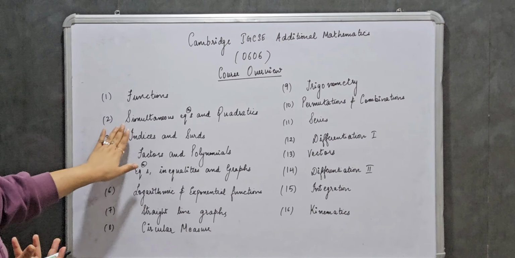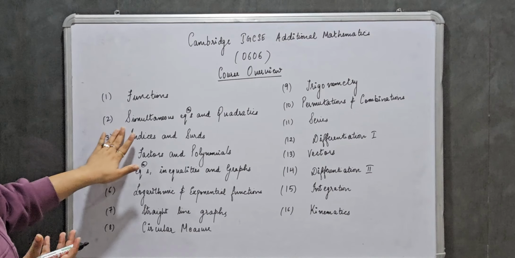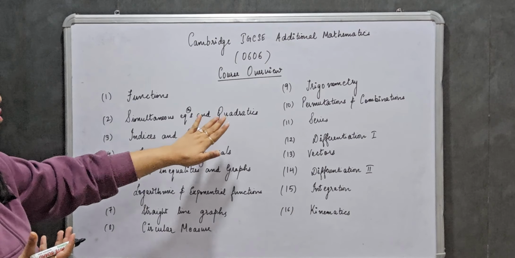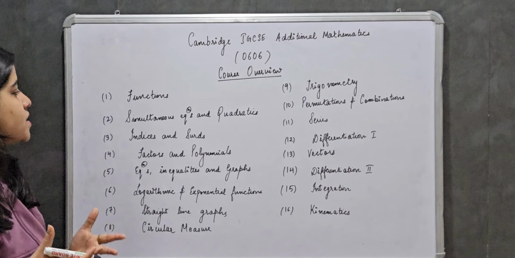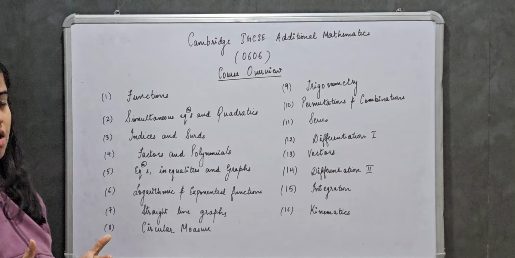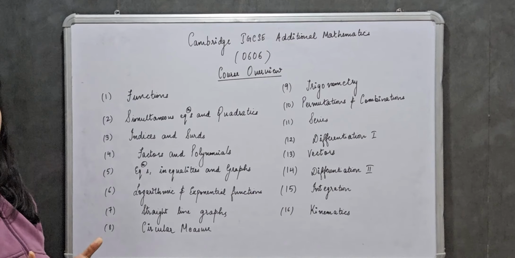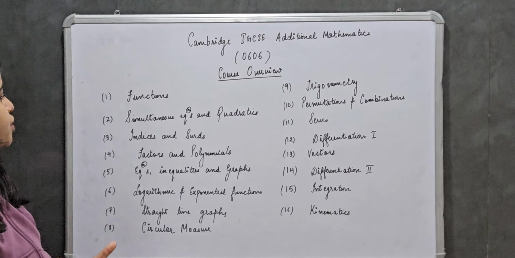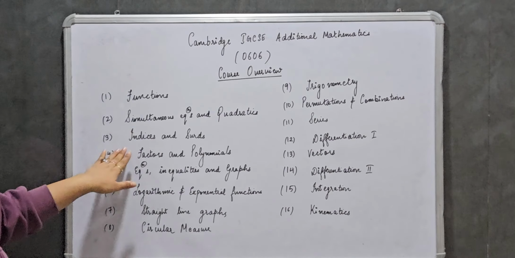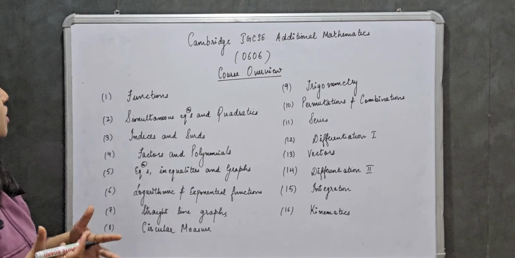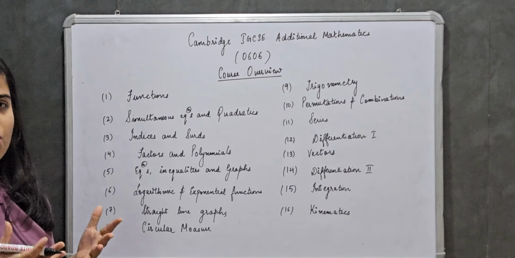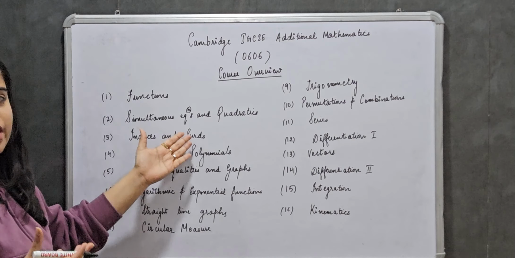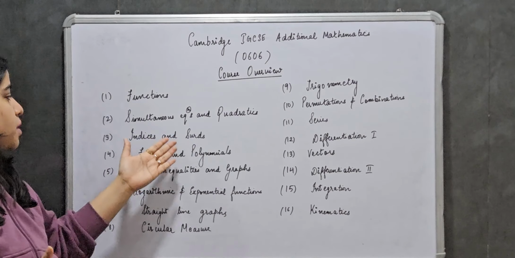The second topic which we'll be covering, which is in our course syllabus, is simultaneous equations and quadratics. We'll learn what simultaneous equations are, what quadratic equations are, and what the roots of a quadratic equation are. Our third topic is indices and surds. We'll learn what indices are, what surds are, and what operations are to be carried out on them.